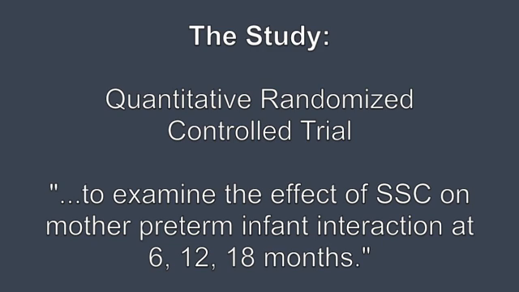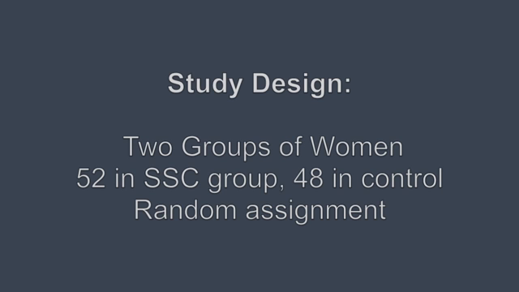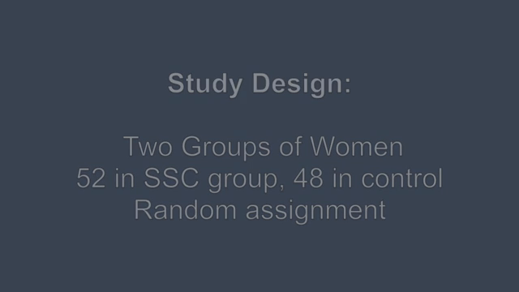The purpose of this study is to examine the effect of skin-to-skin contact on mother-preterm infant interaction at 6, 12, and 18 months. This study recruited two groups of women, one from an urban research and teaching hospital and the other from a rural regional hospital. 100 women were randomly selected from 262 who consented to the study. 52 were then randomly assigned to the skin-to-skin contact group and the other 48 to control.